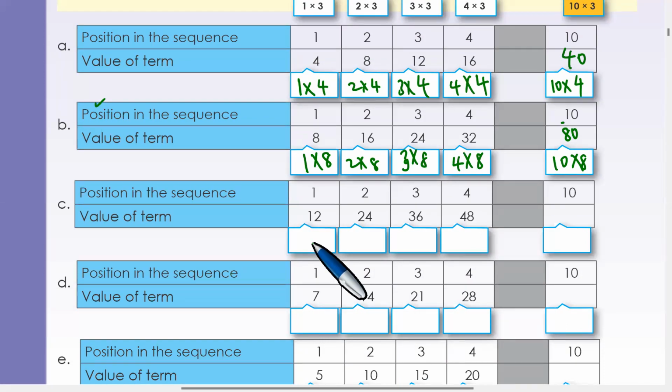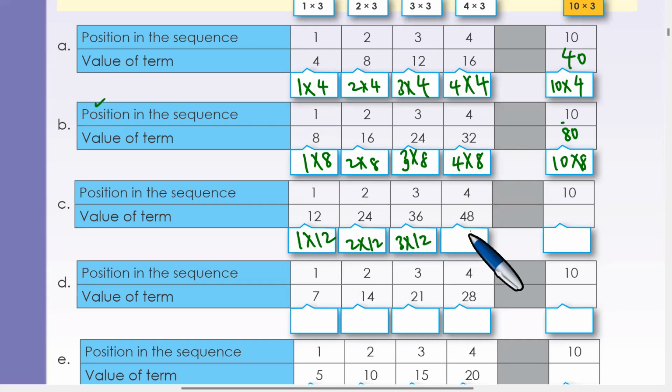So 1 times 12. Yes, it must be the position times 12, which is 12. The position is 2 times what? 2 times 12, because 2 times 12 is 24, isn't it? Then the position is 3 times what to get 36? It's 3 times 12, 36.